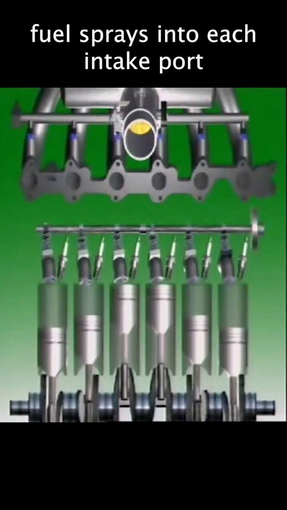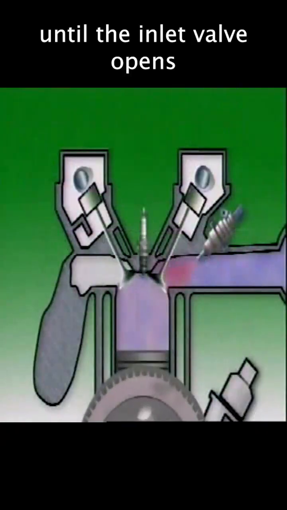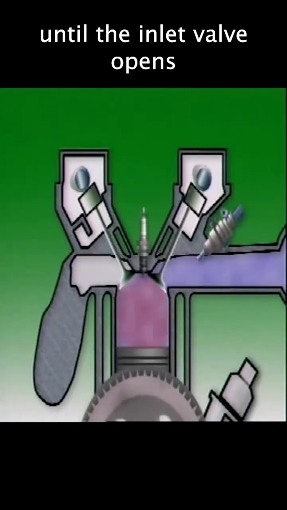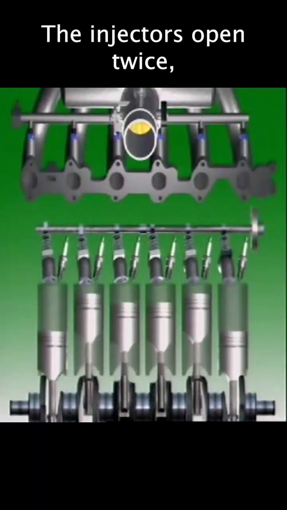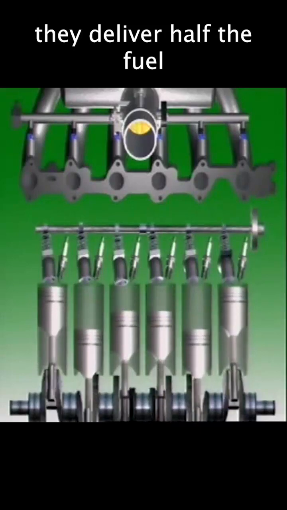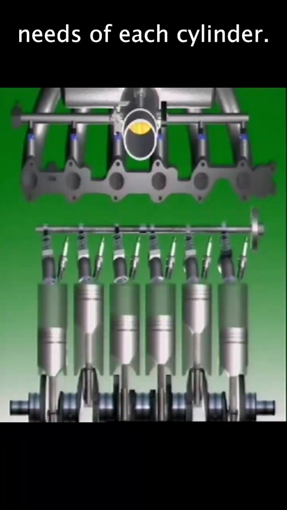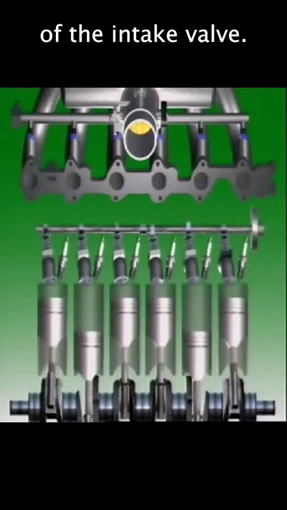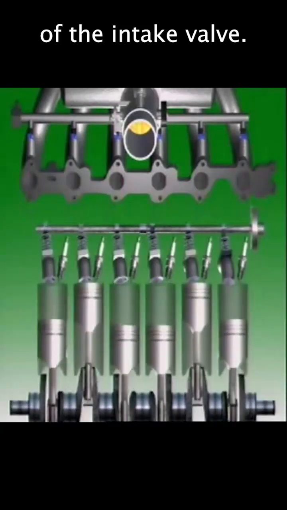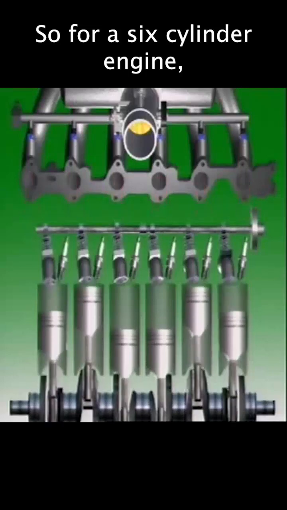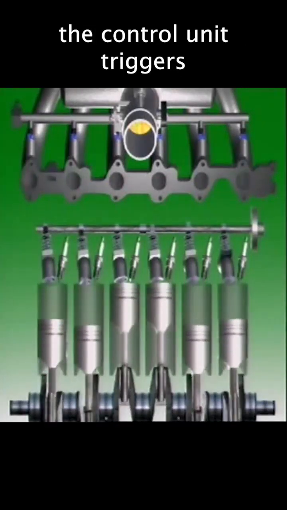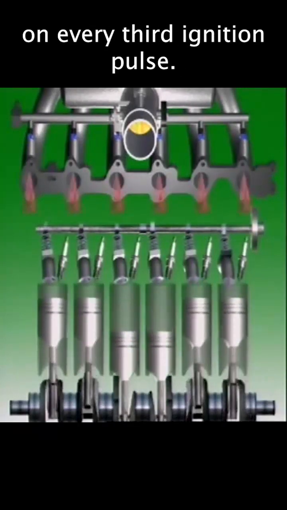Fuel sprays into each intake port where it stays until the inlet valve opens. During each engine cycle, the injectors open twice, and each time they deliver half the fuel needs of each cylinder. This happens regardless of the position of the intake valve. The injectors are triggered by the ignition system. So for a 6-cylinder engine, the control unit triggers the injectors on every third ignition pulse.